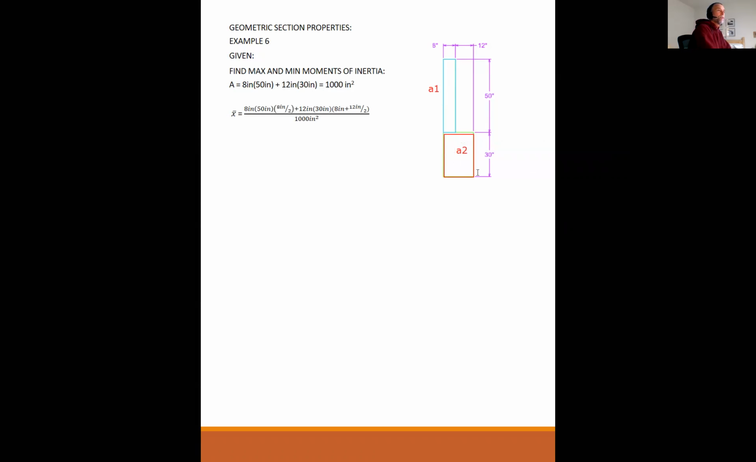Okay, so this is area 1, this is area 2. Area 1 is 8 wide by 50 high. Area 2 is 8 plus 12, which is 20. So area 2 is 20 wide by 30 high. It's 8, not 5. Does that make sense to you guys?